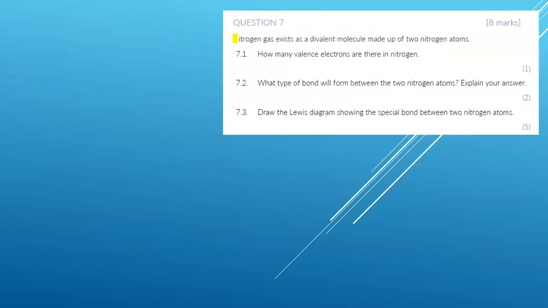Okay, nitrogen. Nitrogen gas exists as a divalent molecule. Divalent means 2. So di means 2. So it just tells us that nitrogen exists as N2, and it's made up of 2 nitrogens. How many valence electrons? What type of bond? Draw the Lewis structure. Same story. So let's go find nitrogen.